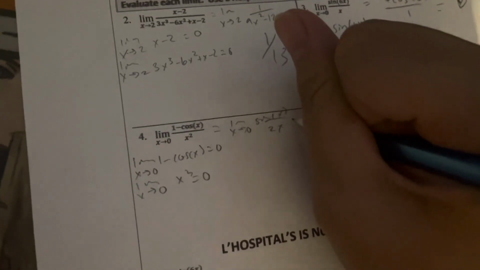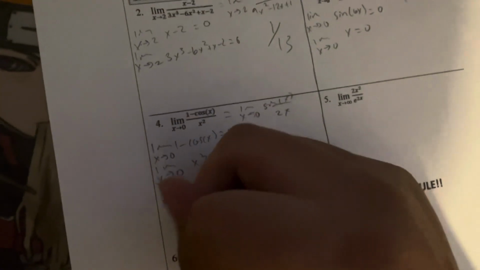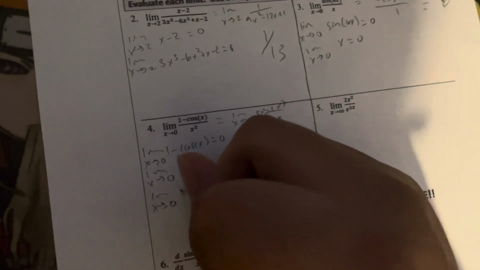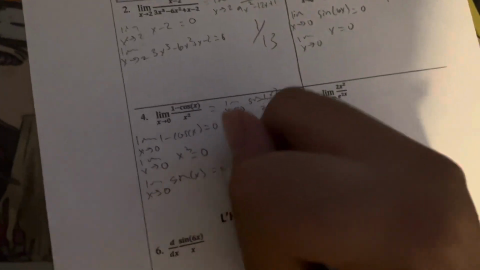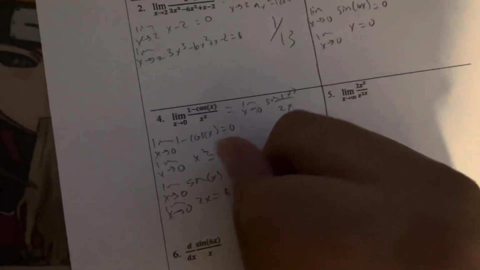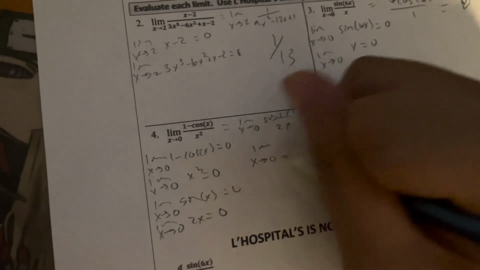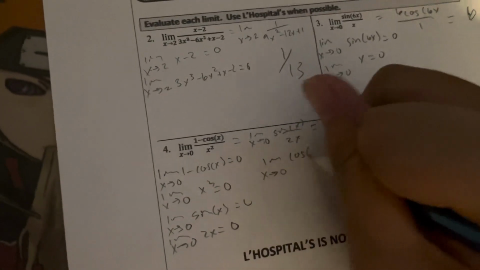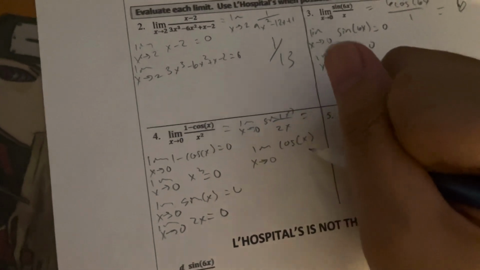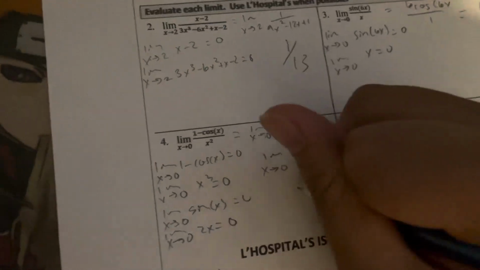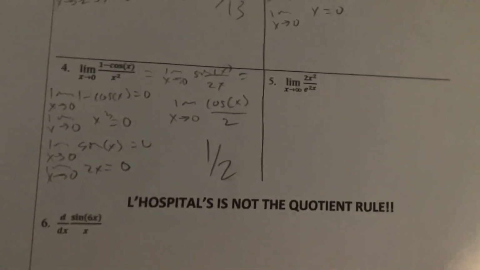So we have to find the derivative again. Oh, first we have to check. So the limit as x approaches 0 of sine of x does equal 0. The limit as x approaches 0 of 2x also equals 0. Now you can find the derivative of this. So it becomes the limit as x approaches 0 of cosine of x over 2. Now we plug in our zeros. We find that the limit is 1/2.